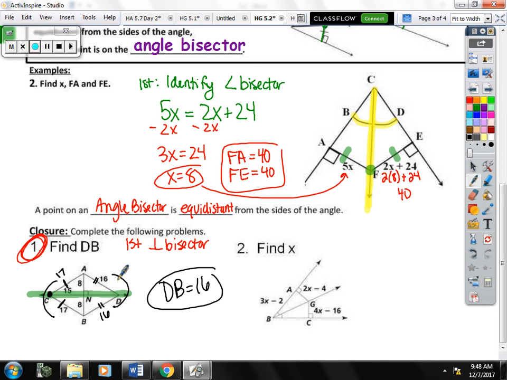Okay, the next one, we should see that this point is on the angle bisector, therefore its congruent parts would be G and GC, setting those equal. We should get x equals 6.